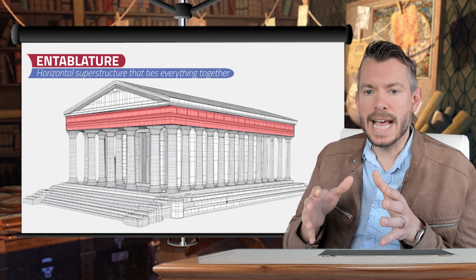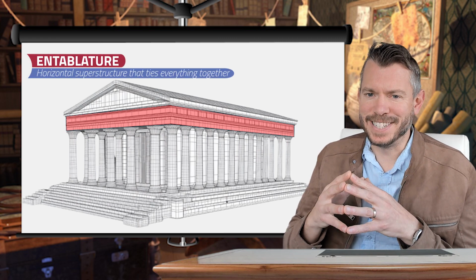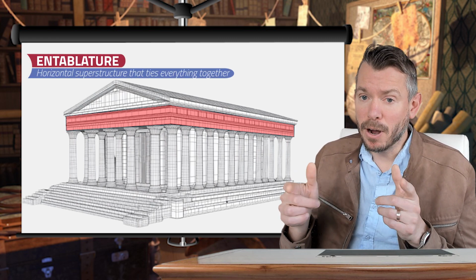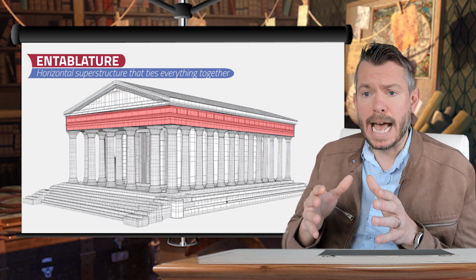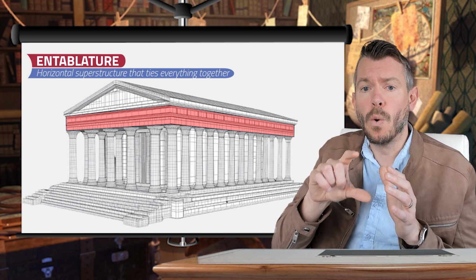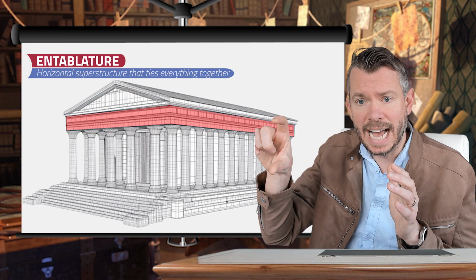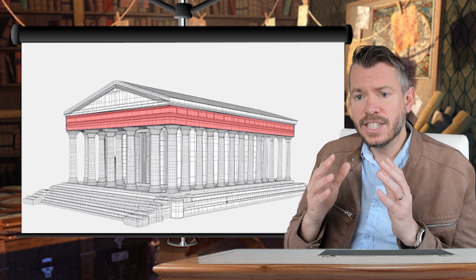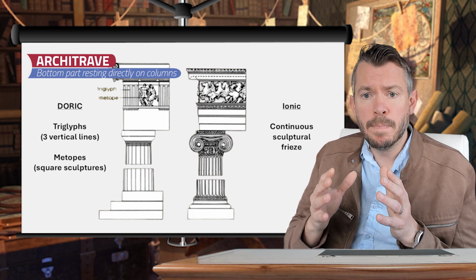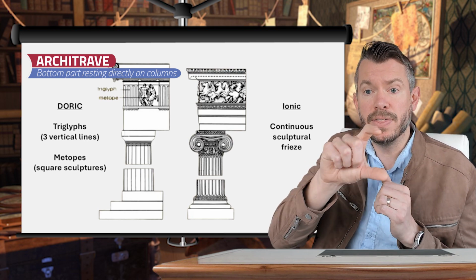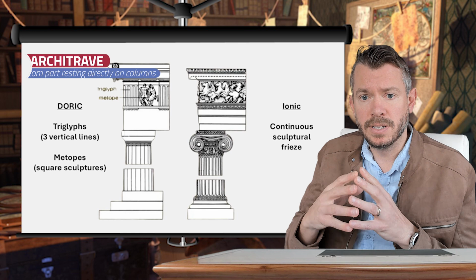Next up, the entablature, the temple's fancy hat. So let's keep our journey going upward. Sitting at the top of the columns is the entablature. That's basically the horizontal superstructure that ties everything together. It has 3 key parts. The architrave is the bottom part of it. That's the part that rests directly on the columns.